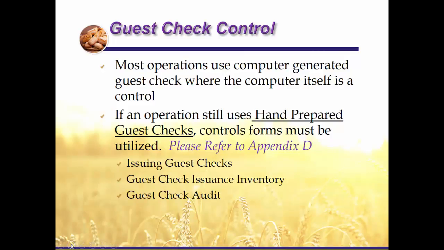Now, when we're looking at the guest check control, most operations use computer-generated guest checks now, where the computer itself is a control. So we really don't have to worry too much about hand-prepared guest checks. But if you do still use hand-prepared guest checks, a control form must be utilized. We have an example of that in Appendix D. What we typically do is issue the guest checks, do an inventory, and then the guest check audit. So basically every single guest check has to be accounted for.